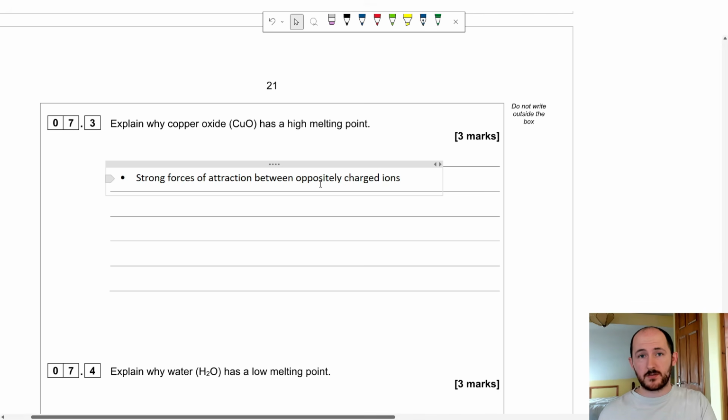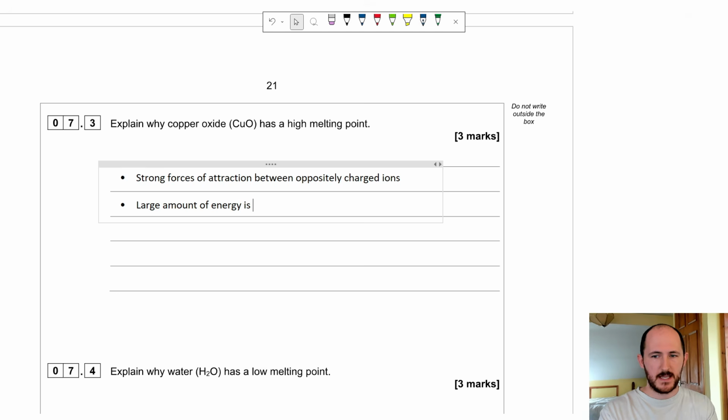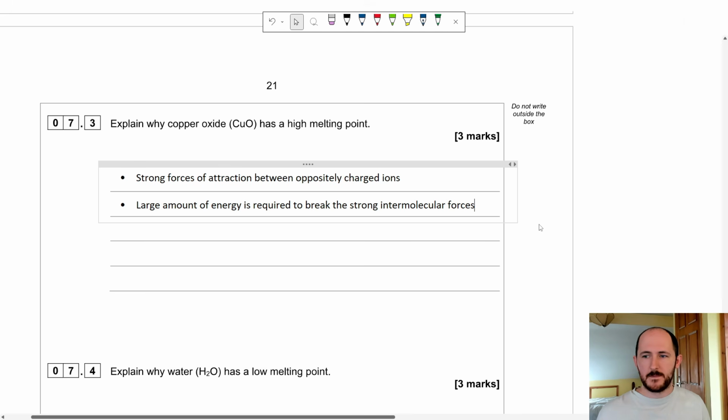But what causes the strong forces of attraction? The oppositely charged ions. What does this mean? It means a large amount of energy is required to break the strong intermolecular forces. Okay? And again, it's between the molecules. Again, we're not trying to separate copper and oxygen. We're trying to separate different copper oxides from each other.